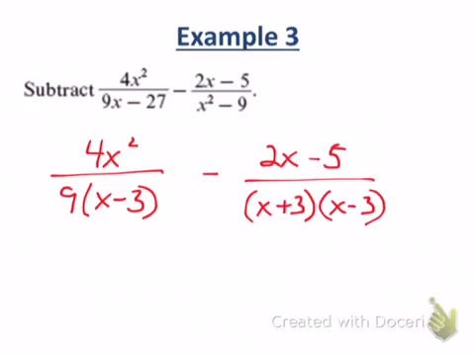Now I have to make these two denominators the same by multiplying by 1, right? That's the only thing I'm allowed to do to things, is multiply by 1. So what do I have to multiply on the left to make the denominators the same? I'm missing an x plus 3, right? So I have to do x plus 3 over x plus 3, because x plus 3 over x plus 3 is 1. Okay?